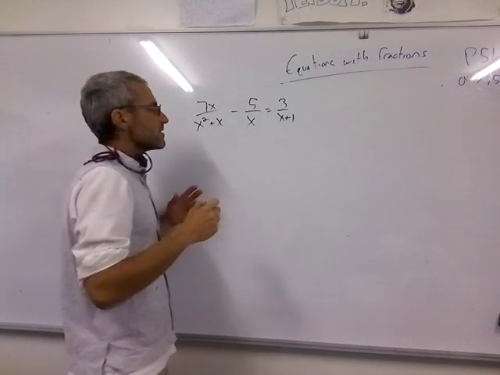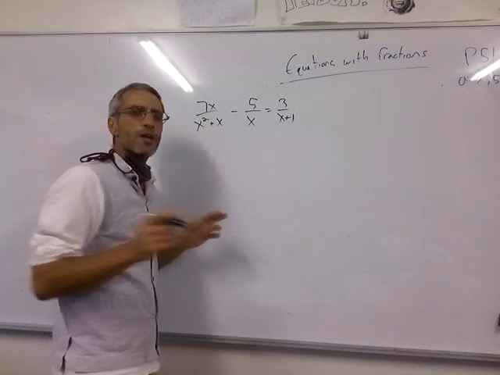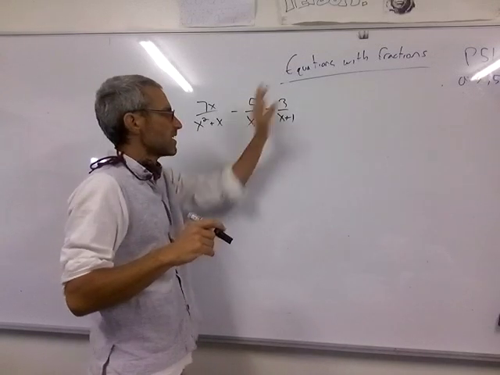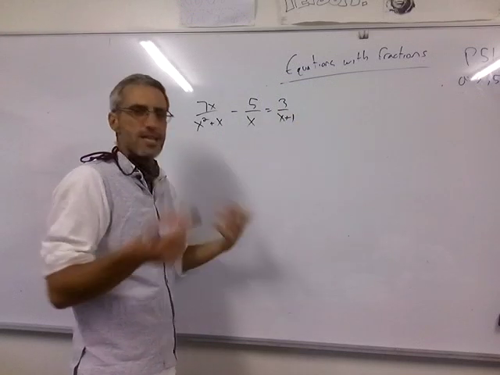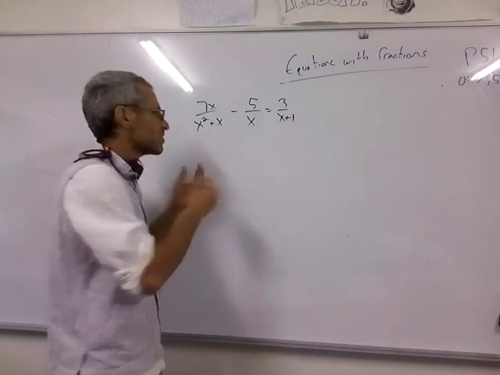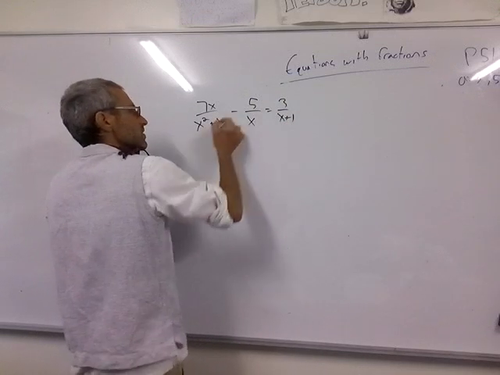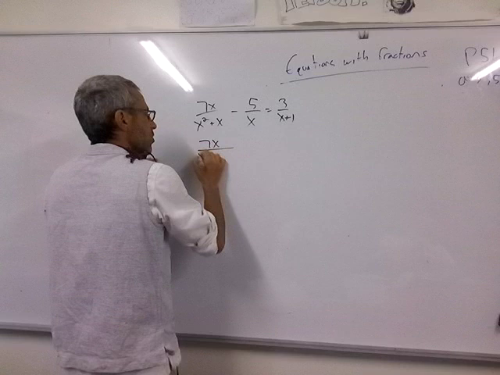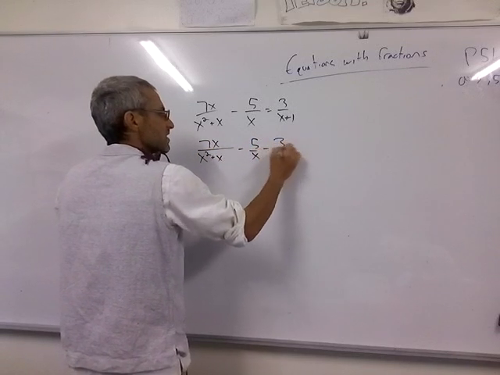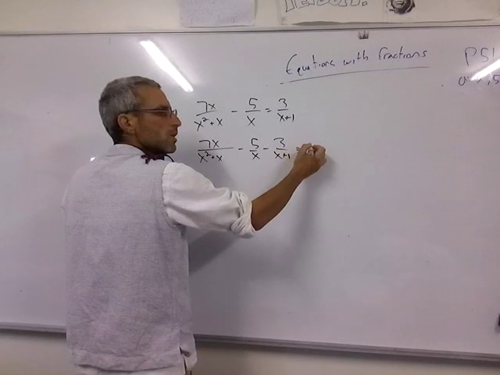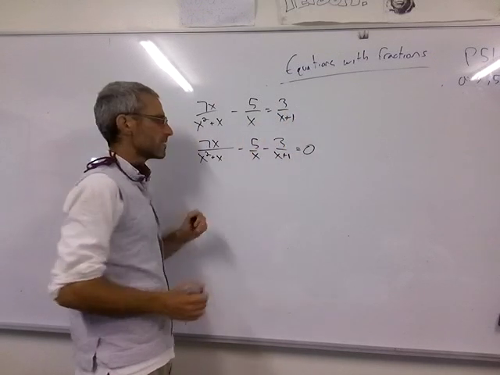Now, let's go with the same recipe. Let's get everything to the left. It's not essential. You saw some exercises where some stuff stayed on the other side. And then the idea is basically to find the lowest common denominator. But just for the sake of doing everything the same way, let's move this one to this side. So it will be 7x over x squared plus x minus 5 over x minus 3 over x plus 1 equals 0. Again, we could have left it there, but it doesn't matter.